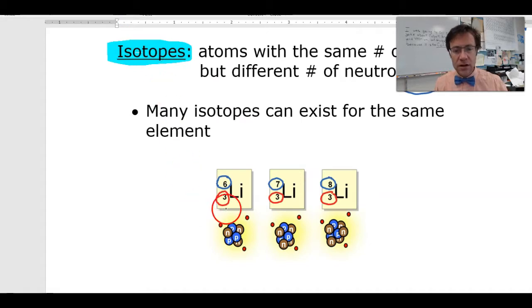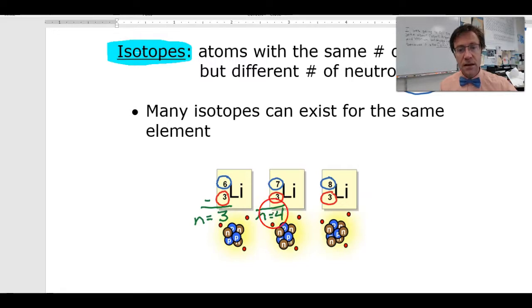So let's figure out how many neutrons are here. If you have 6 protons and neutrons total and 3 protons, you will have 3 neutrons. See how nice that works out? That's one of the reasons why we use notation like this, because it's very simple to figure out how many neutrons you have, right?